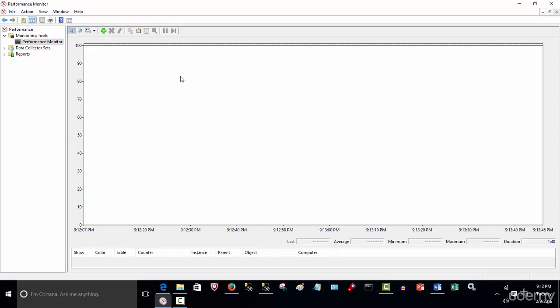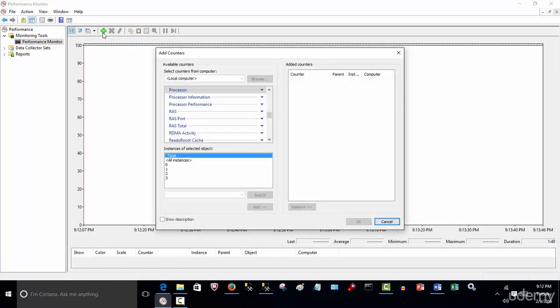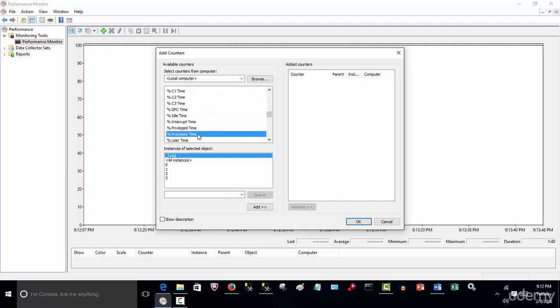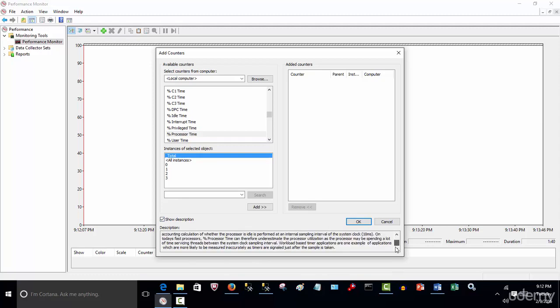Now we want to add the processor object. So go to your plus sign, and these are all the counters, and it automatically goes to the processor. If you click down, you'll see this is the object, and these are the counters. The one we want to measure is percent processor time, and just highlight that. Remember, show description, and you can certainly read this. It's pretty complicated the way it's written. I don't like it, but I think I've given you an easier way of understanding it. So just go Add, and now that counter has been added.